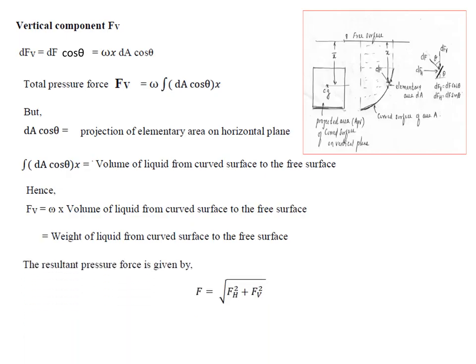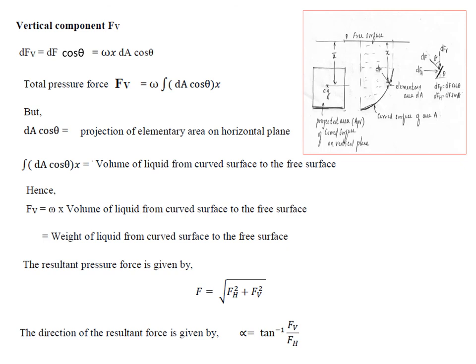So now you have Fh, Fv. Take the resultant force, which is root of Fh square plus Fv square, and also you can take the inclination of the resultant force, which is given by alpha. Alpha is tan inverse of Fv by Fh. So this is how you find the vertical and horizontal pressure forces on the curved surface.